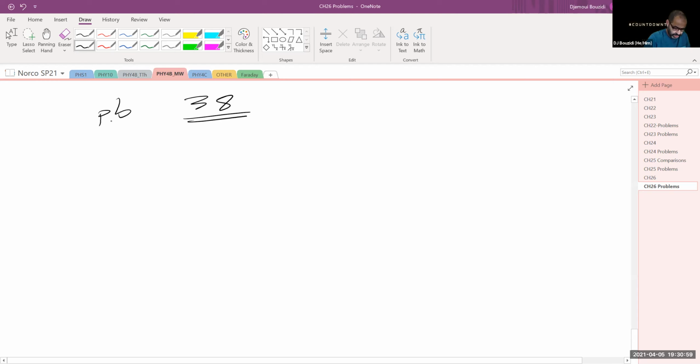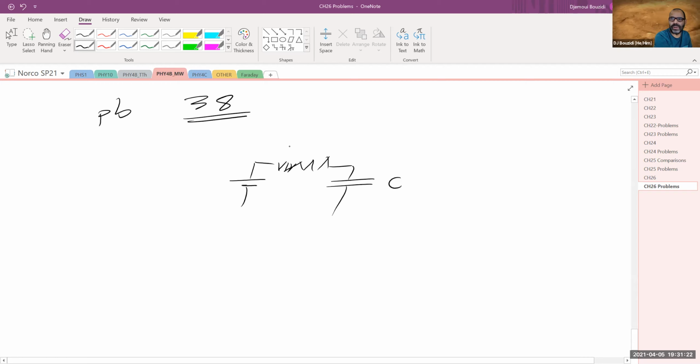So in problem 38, it says you connect a battery, a resistor, and a capacitor as shown in figure 26.60. So basically you have a battery in here. Battery here. You have a resistor. And you have a capacitor. Okay.